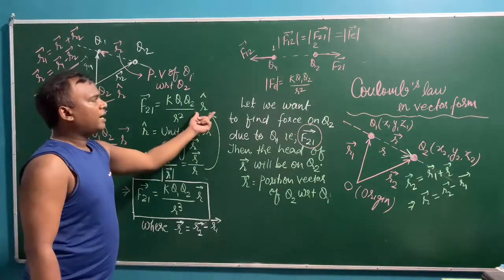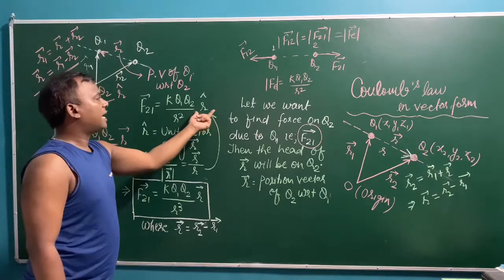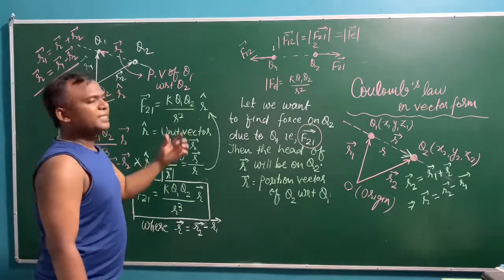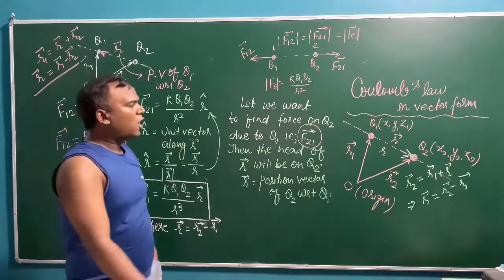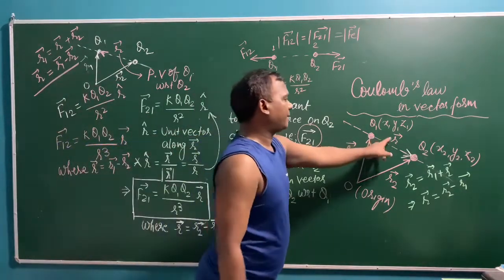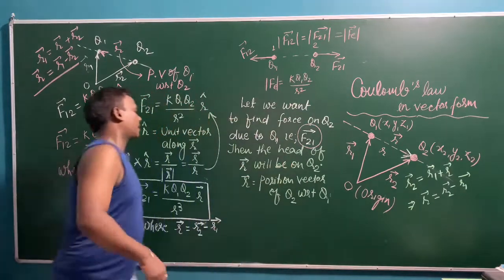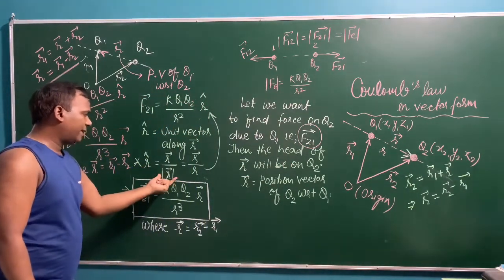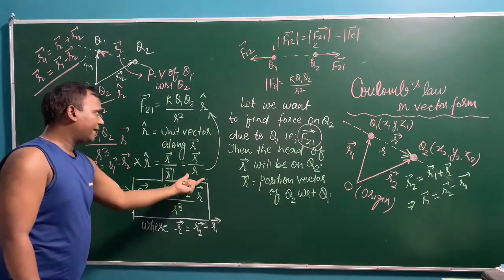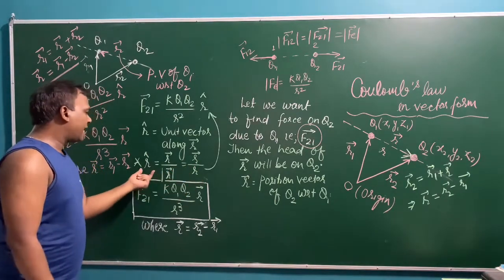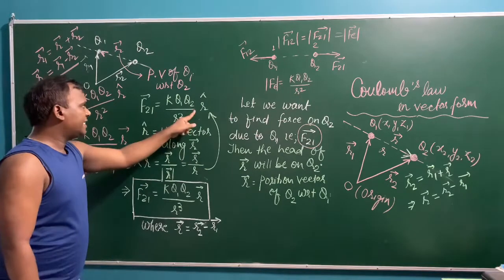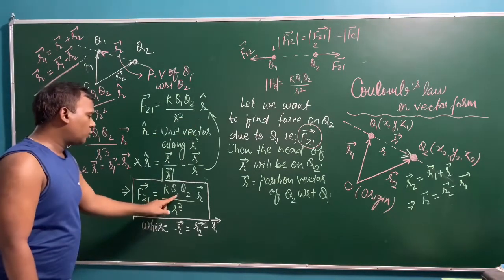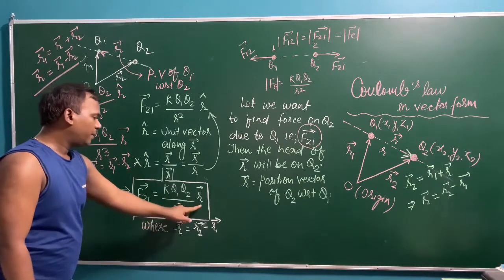And write r cap, meaning the unit vector along the direction of the r vector. r cap is equal to the r vector divided by the magnitude of the r vector, that is equal to the r vector divided by r. So if we replace r cap by this in the expression, we get force on 2 due to 1 is equal to K Q1 Q2 upon r cube into r vector.